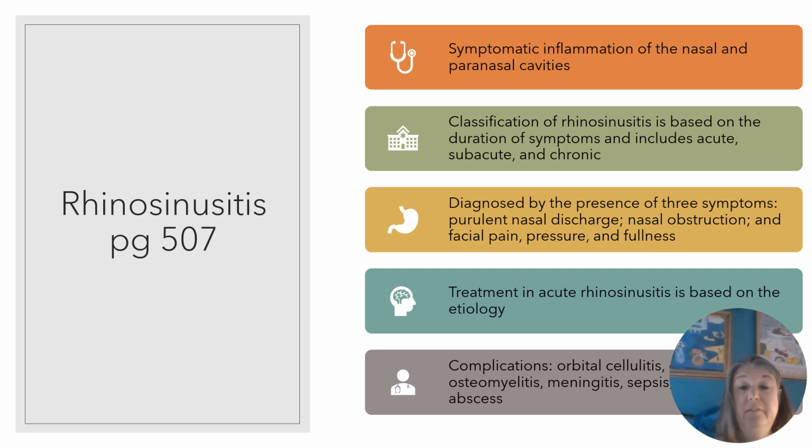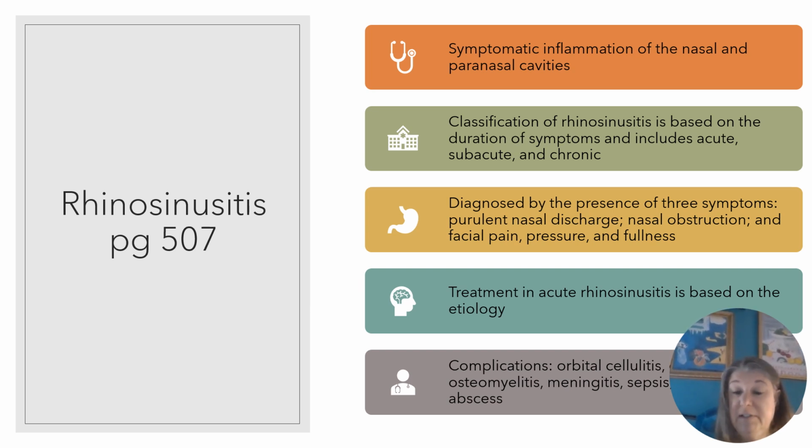So believe it or not, here's some complications. It can lead to osteomyelitis, meningitis. You can get an orbital abscess with this, sepsis, and subdural abscess. So there's some real life things that can happen to rhinosinusitis, if it is a chronic condition, if it goes infectious.